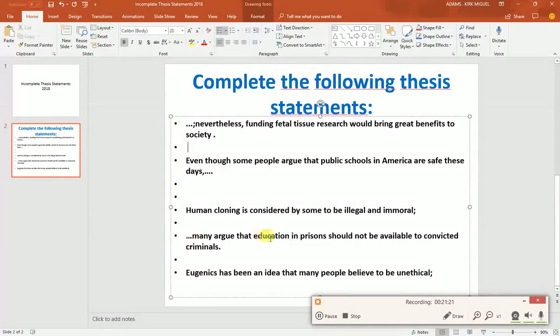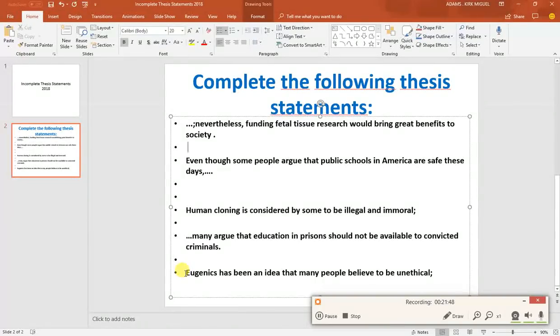Here in number 4, it looks like in the author's argument, he stresses that there should be education programs in prisons. So what's the opposite side argument? That there shouldn't be education programs in prisons. And you express that in general terms, and you don't try to explain why. You just express that in general terms.